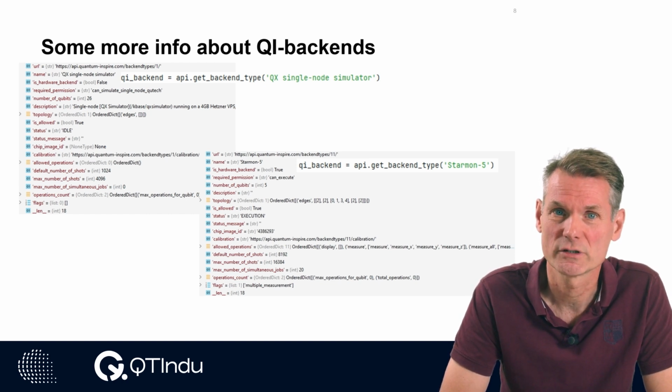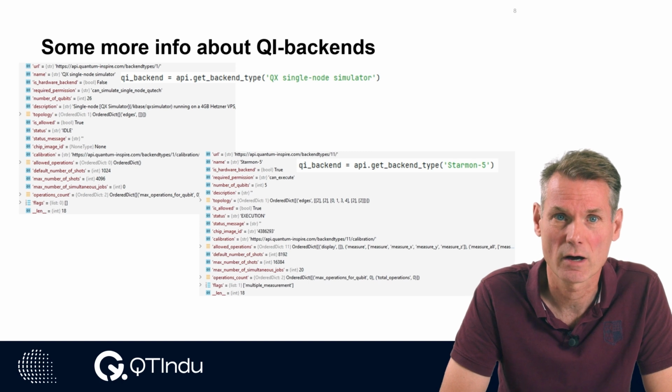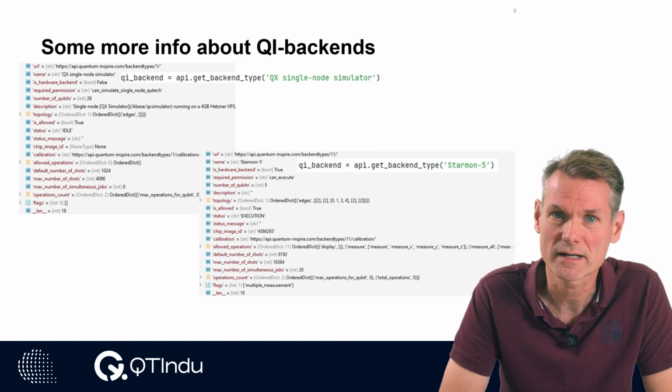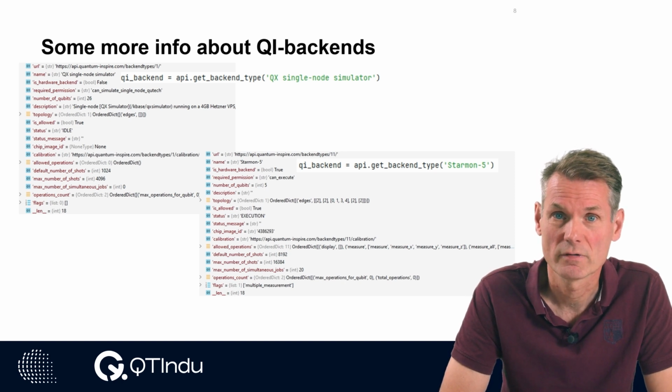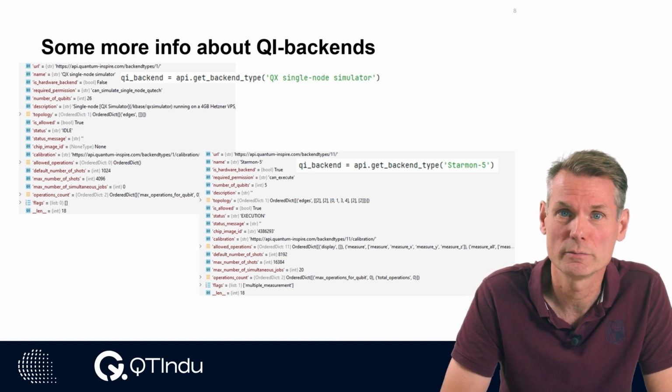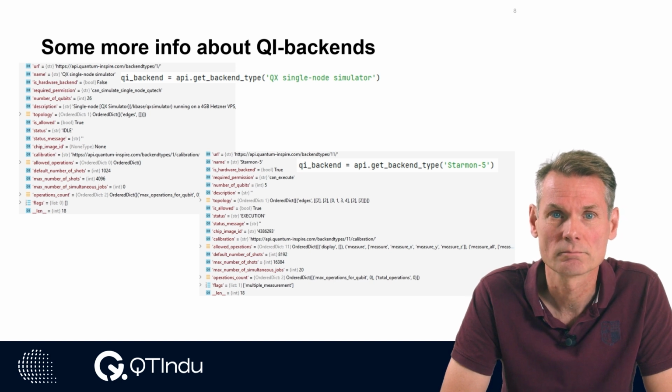Important to know is that for the Starmon 5 topology, we can only use 2 qubit gates on qubits that are connected. Consequently, our example program won't run on the Starmon 5 chip, because we use a CNOT gate on qubit 0 and 1, which are not connected. We can rewrite the algorithm to use qubit 0 and qubit 2.